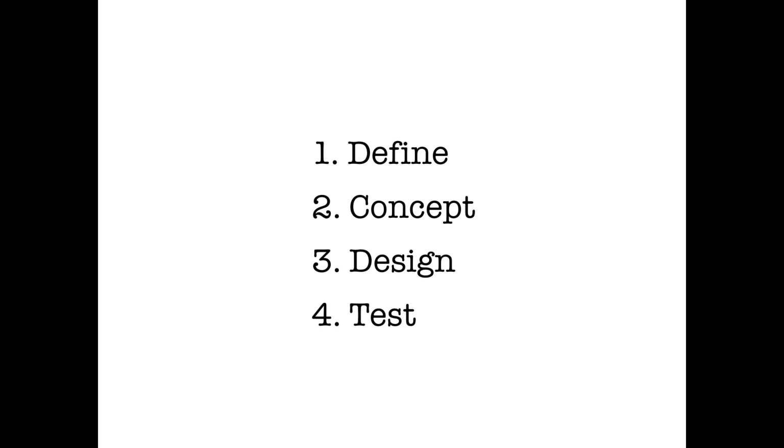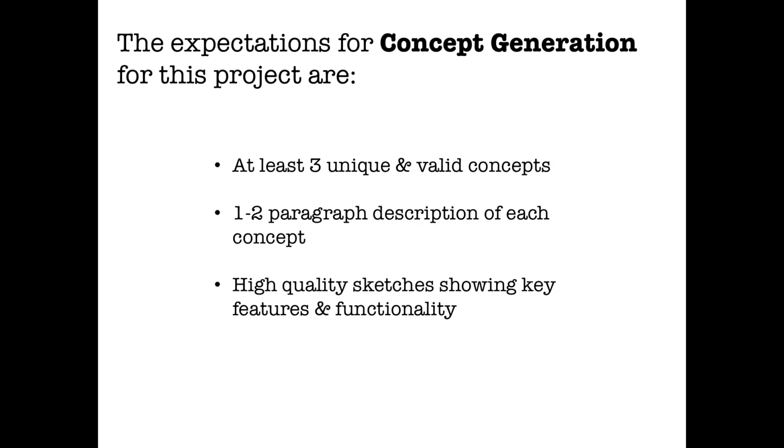So concept generation. Our expectations around concept generation are that you generate at least 3 unique and valid concepts. Unique means each of the concepts is different from the other one. They're not derivatives of the same concept. And valid means that each concept is consistent with your scope, and it also has a chance of meeting your constraints, the constraints that are posed on the problem. So that's what we mean by unique and valid.